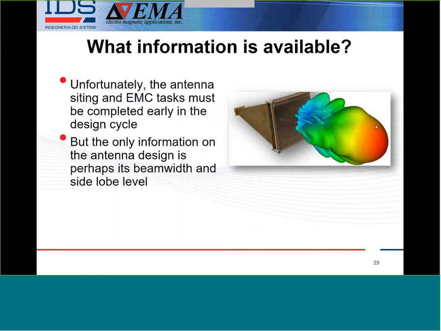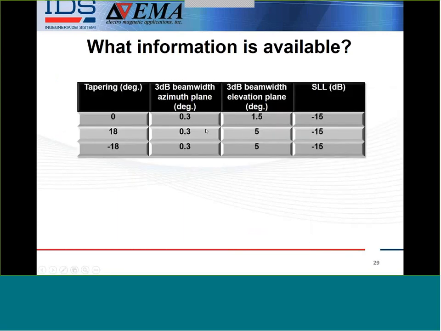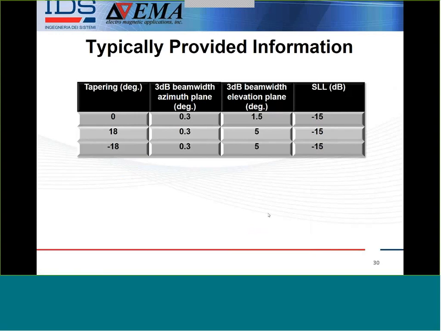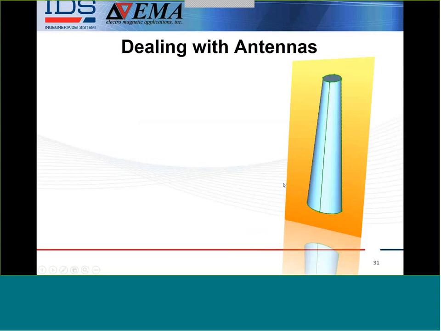We know we're going to get antennas from some supplier. We may not know which antenna. We may not know exactly what it's going to look like. This is an example of the typically provided information. So you can see, not very much to go on, given the complexities of what an antenna can do and all the coupling. So how do we go from this 3x4 table with almost no information to optimizing our design?